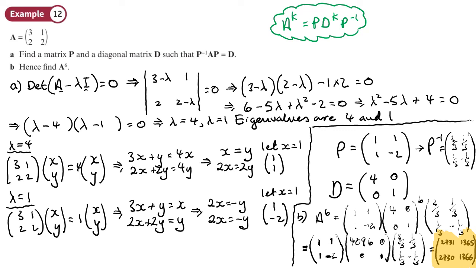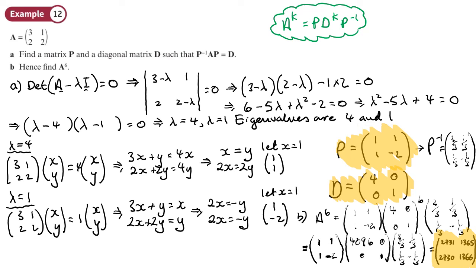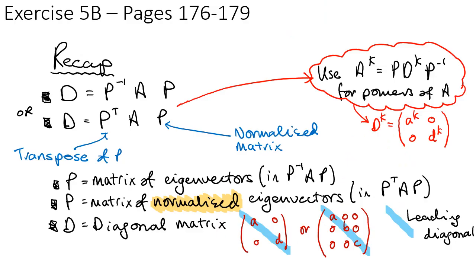So I'll just highlight my answers for part A as well, and I probably need to change where I've got these lines, because it makes it look like part B is all of that, and actually part B is this part here where I worked out P inverse and then did my working for part B in this section here. You should now be able to do exercise 5B on pages 176 to 179.